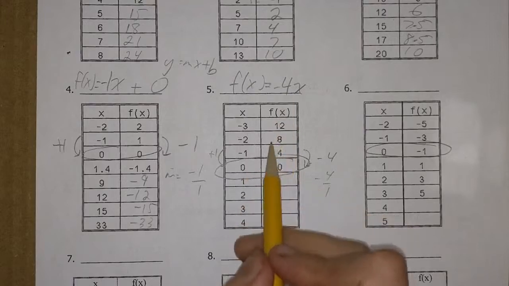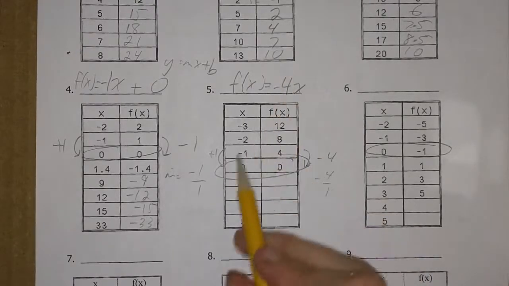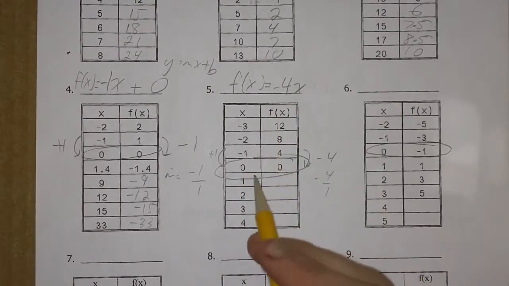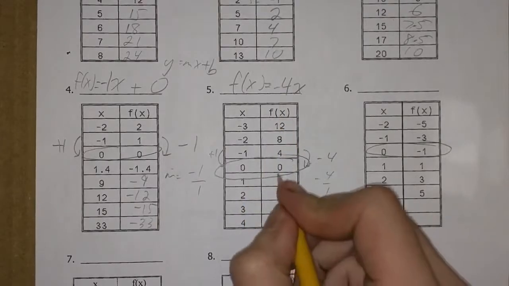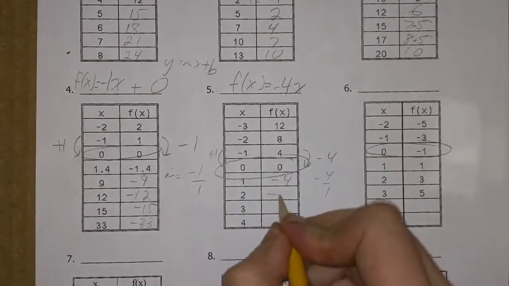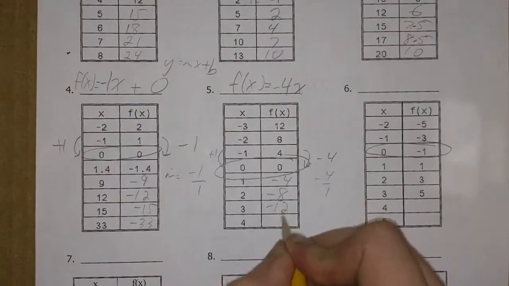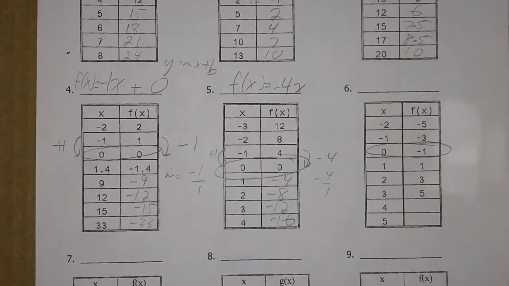Negative 2 times negative 4, 8. So negative times negative is positive, right? So we get positive 4, 0, negative 4, negative 8, negative 12, negative 16.